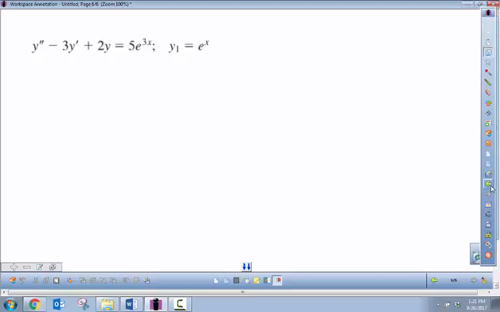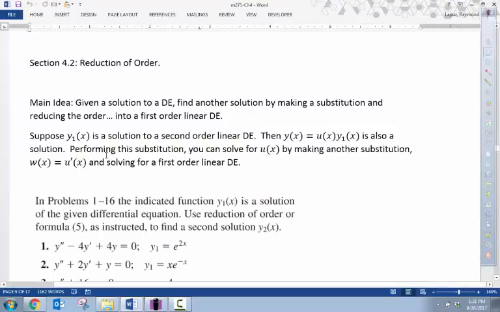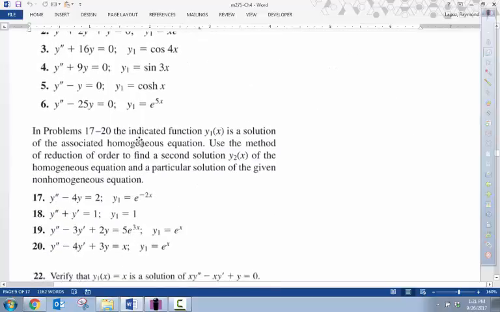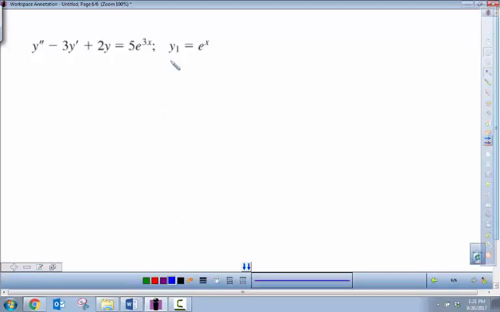I don't know if we can solve non-homogeneous differential equations yet. Wouldn't we need to solve the homogeneous part first? Yeah. Is that what they're asking for? I think that's what the instructions said: use a method of reduction to find a second solution for the homogeneous and a particular solution. All right, well, let's see if we can find a particular solution. First we need to find y2 to complete our fundamental set. So let's work that out.